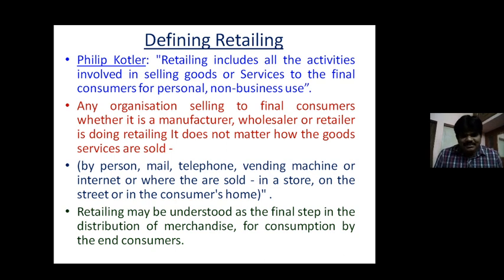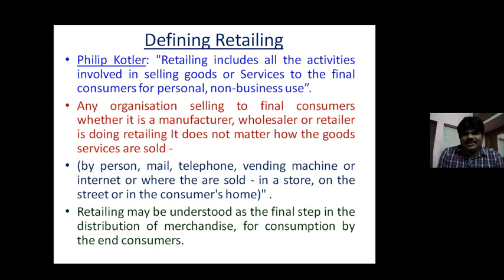And retailing may be understood as a final step in the distribution of merchandise for consumption by the end consumers. So ultimately retailing is going to be giving goods and services to the ultimate customer, and it is going to be the final step in distribution of merchandise. That means if any manufacturer has a 3-level channel or 2-level channel, that means manufacturer, distributor, retailer, customer, or manufacturer, distributor, wholesaler, retailer, customer. So whatever may be the marketing channel or distribution channel, retailing is always going to be the end of this distribution channel, the tail of the distribution channel. And after the retail outlet, definitely there should be only the consumer who is going to receive those goods and services.